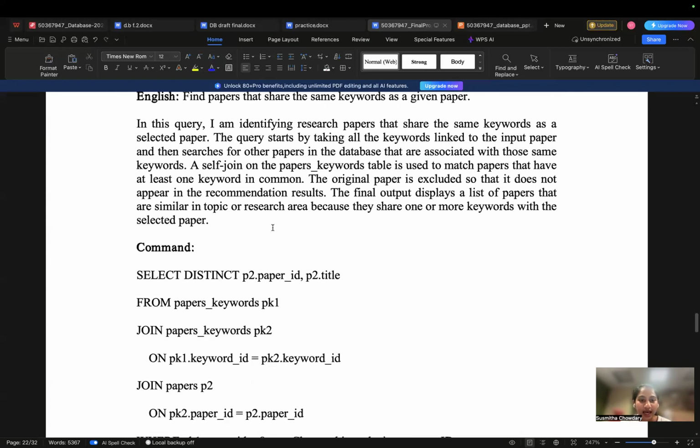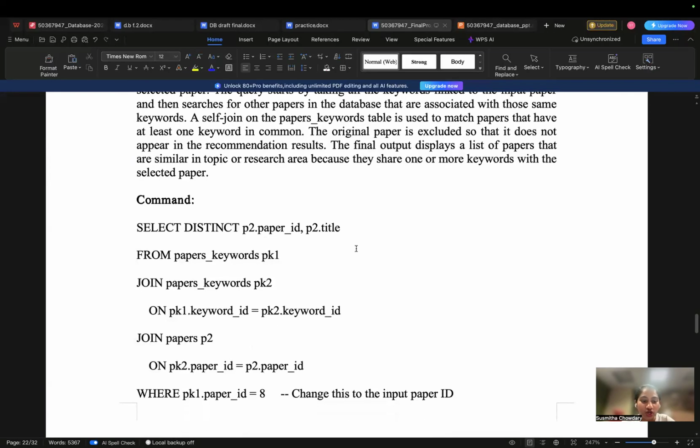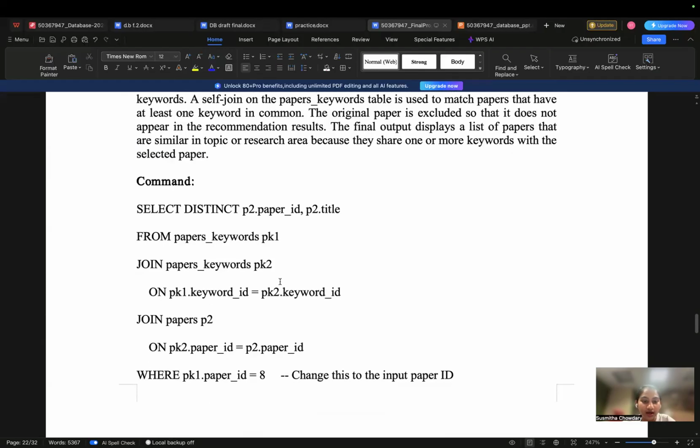In this query, I am identifying research papers that share the same keywords as the selected paper. The query starts by taking all the keywords linked to the input paper and then searches for other papers in the database that are associated with those same keywords. And I also used joins to get the relevant recommendation by using two or more tables.